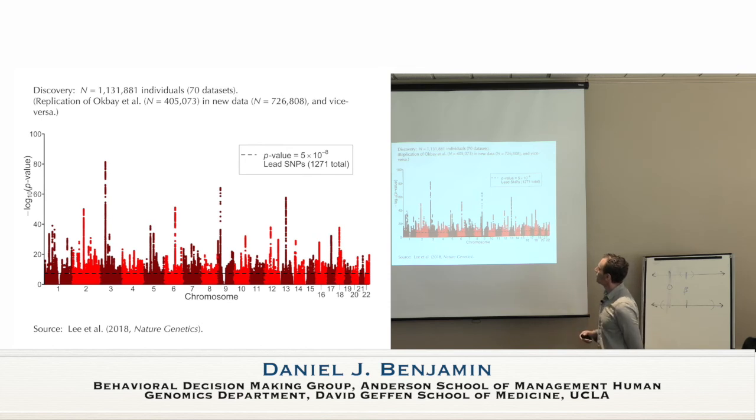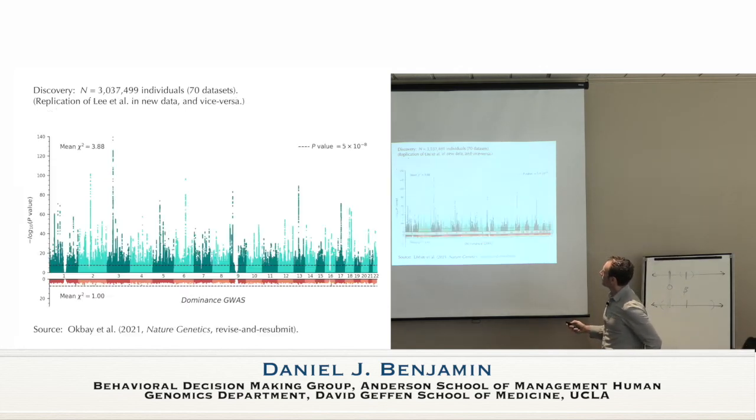There's 1,271 lead SNPs. For replication, rather than having a separate replication sample, we looked at replication of EA2, combined discovery and replication sample, in the new data, and vice versa, and continued to see good replication across those subsamples.